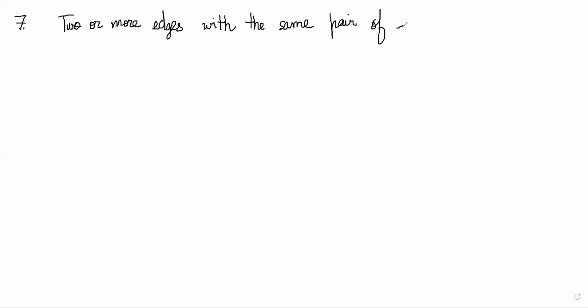Now the seventh point here is two or more edges with the same pair of ends are called parallel edges.